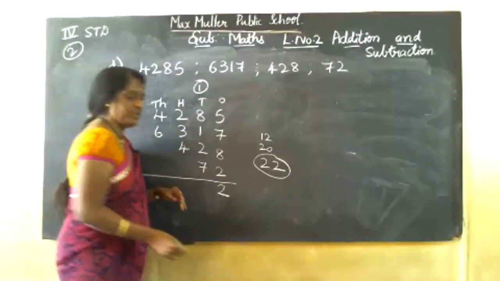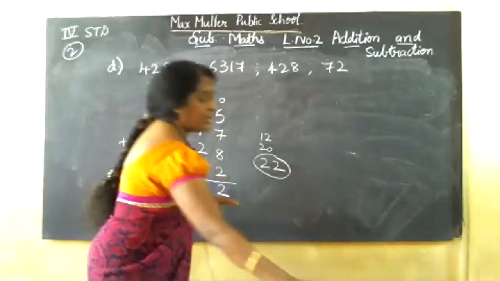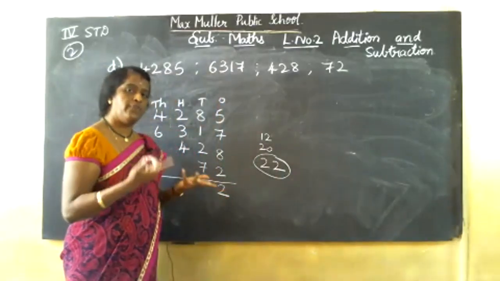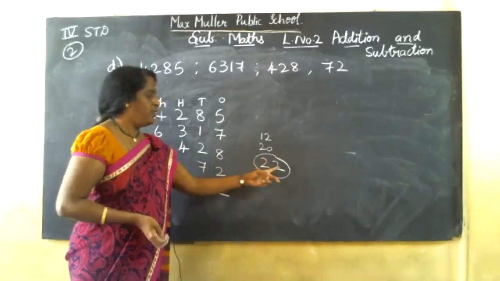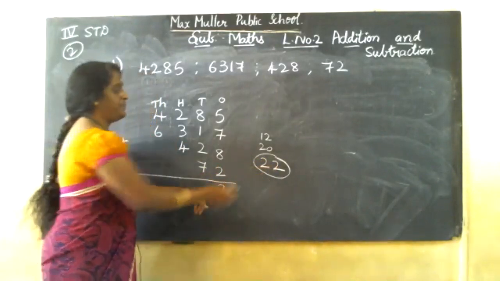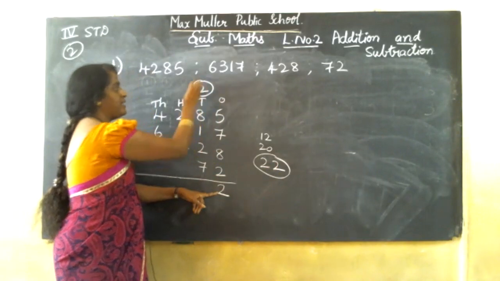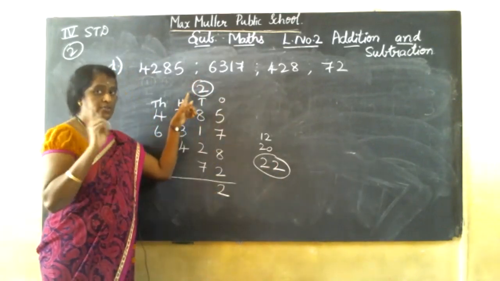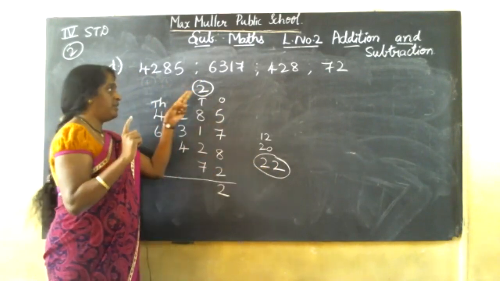No, it's wrong, children. 1 carry won't always come. It may come 2, 3, 4, 5, like that, however much it may come. See here, 22. 1's place, 10's place. In 1's place I have written 2, so this 2 will go to 10's place, 2 carry. See, this is 2 carry, not 1 carry. I got 22, so I wrote 2.